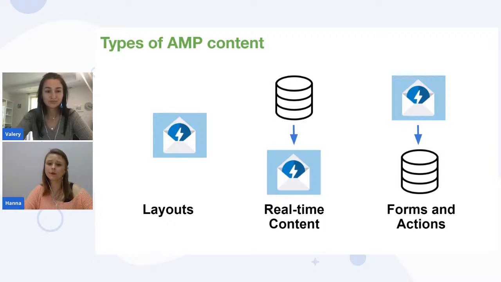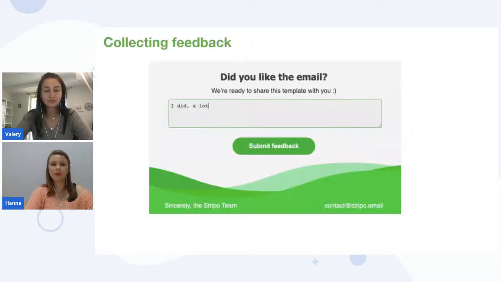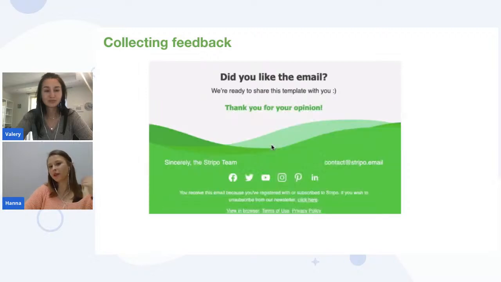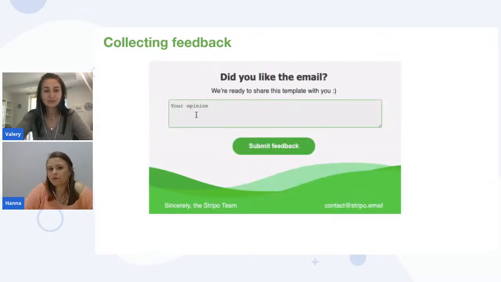And the last one, forms and actions. This is a type of content that sends and pulls information. For example, feedback, calendar, and so on. So this is how we collect feedback, for example, using AMP for email.